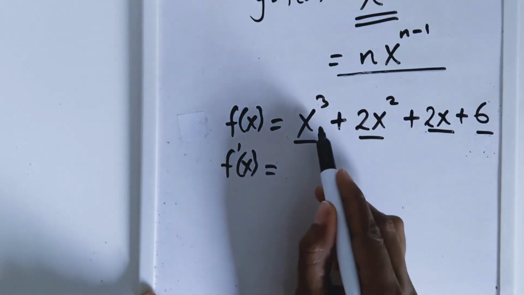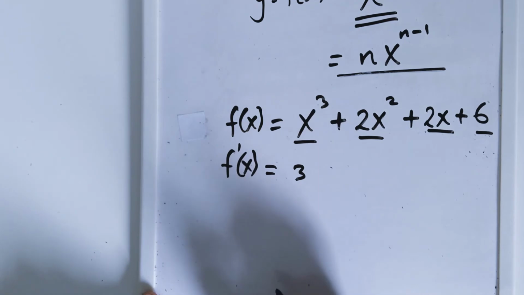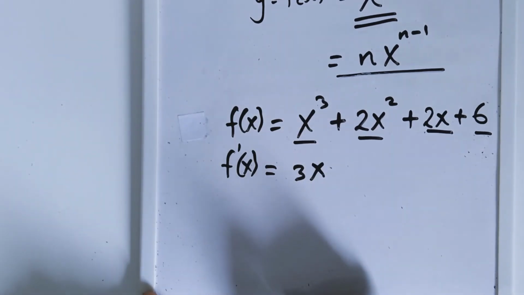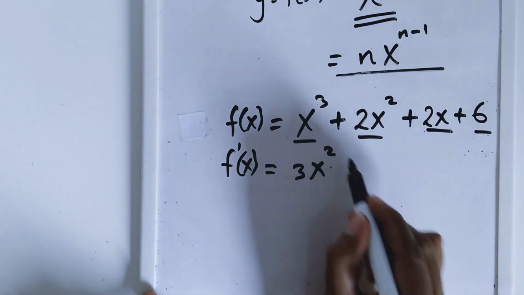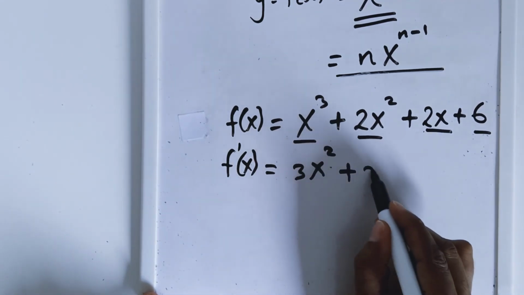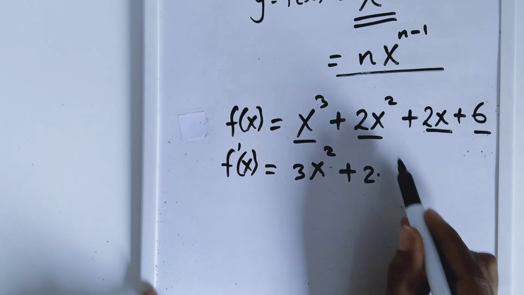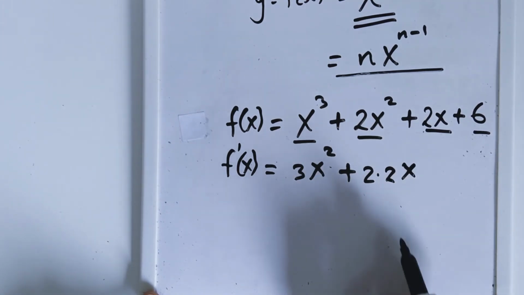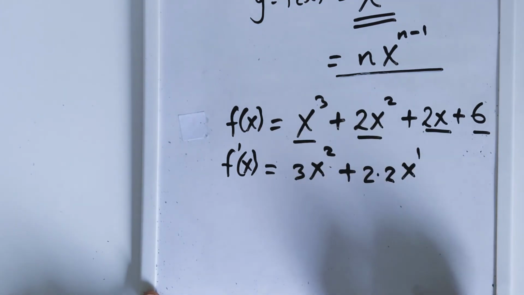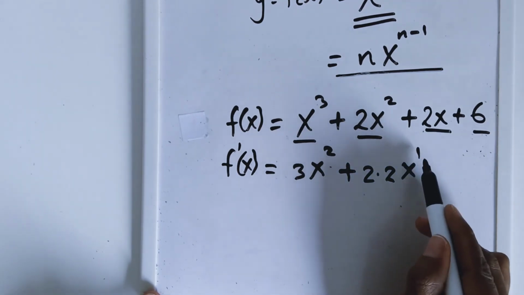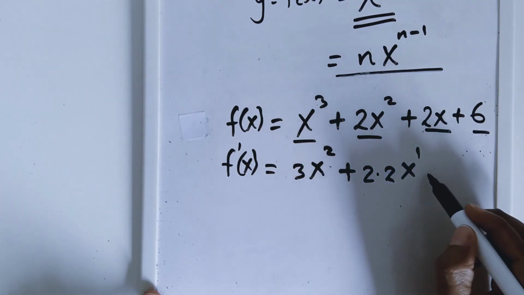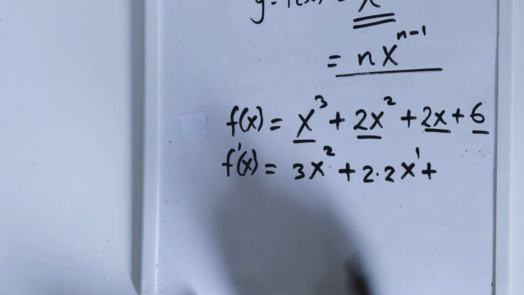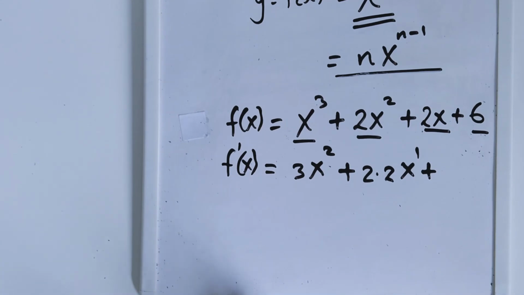What is the rule? The rule is bring the 3 down, multiplied by x, reduce the power by 1. 3 minus 1 is 2. Here you have 2. Bring the other 2 down, that is the power, times 2. x to the power of 2 minus 1 is 1. You can write it, or if you want, you don't need to write that. Okay, so x, 2x, what is the derivative of 2x?